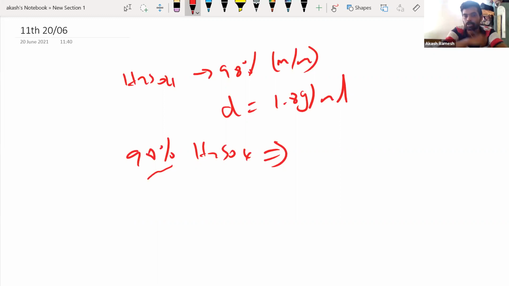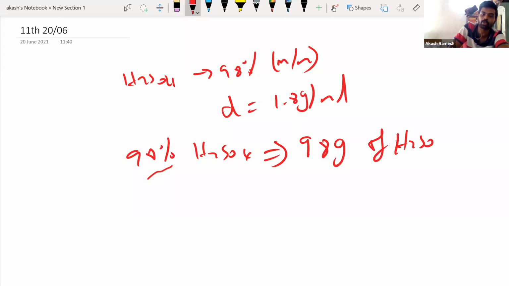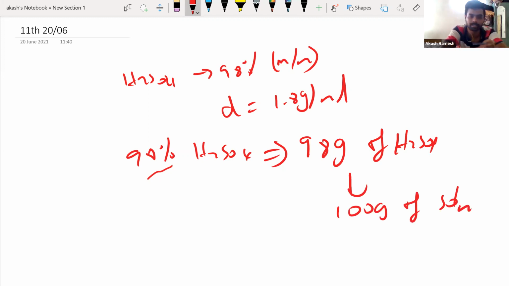So there is nothing given about the total mass of the solution, right? So if nothing is given about the total mass of solution, we assume that the total mass is 100 grams. Absolutely correct. So what exactly should I do now? 98% H2SO4 means what then? Which means the percentage will be the mass of the solute. Correct. So I would say that 98 grams of H2SO4 is present in 100 grams of the solution. This is what it means, right?